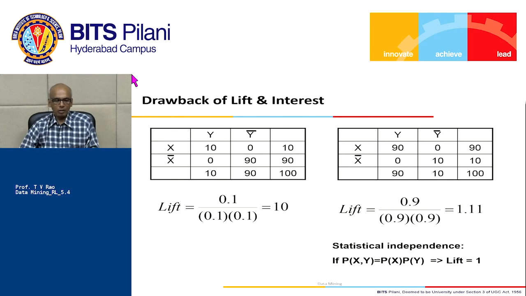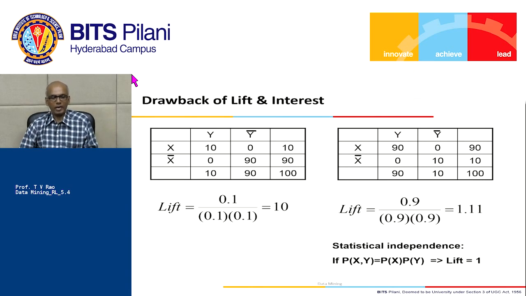But even lift also has its own limitations. If we are looking at a situation like this, this happens many times when we are studying the web and we are trying to identify whether there is any correlation between the terms. Suppose that we find 10 documents which have both the words X and Y, and there are 90 documents that we have studied which have neither X nor Y. So now we have this contingency table, and then we have another contingency table where there are 90 documents which have both X and Y, and there are 10 documents which have neither X nor Y.